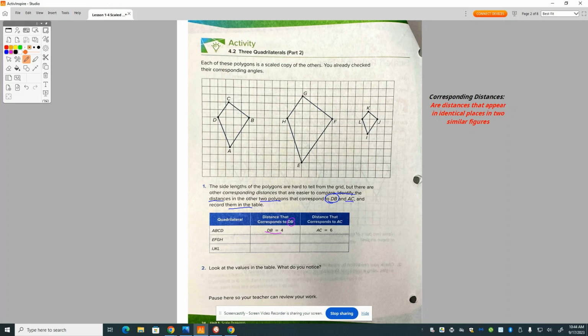They're telling us that the length of DB is 4. If I locate it on my first figure, I notice that DB is right here. Its measurement would be from that side to that side, and I notice that it has a measure of 1, 2, 3, 4. So it checks out. DB does have a length of 4. Now if I were to locate its corresponding distance in figure 2, where is that distance identical to? I would say it's from H to F. In measuring that length, 1, 2, 3, 4, 5, 6, I would know that that is a length of 6.